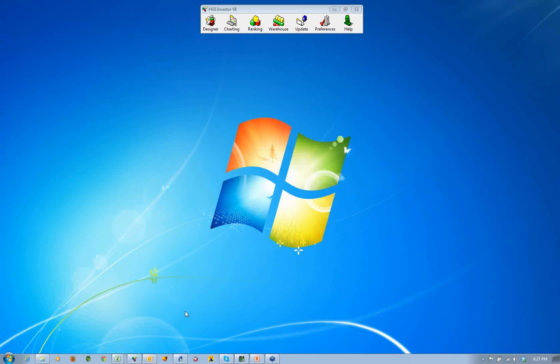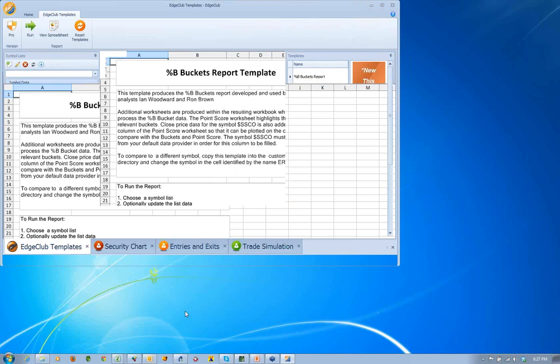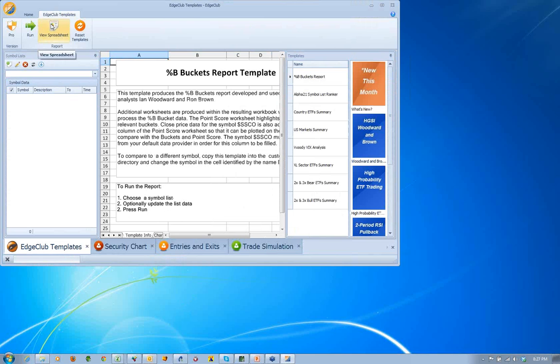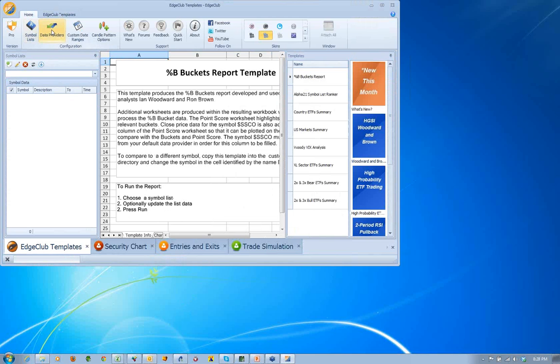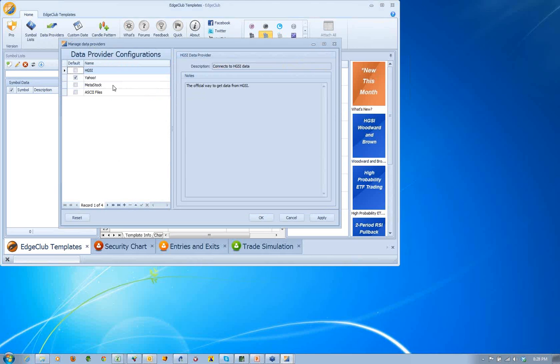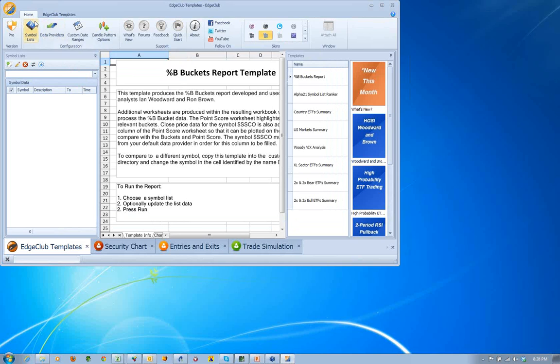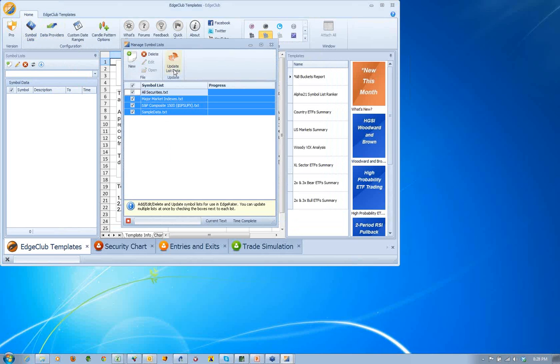I think I've already updated the chart, so let's see. One more time. Home, data provider, HGSI. That's why it was taking long. Okay. And then I want to go to symbol list. I want all of them. I want to update them. And, all right, now it's updating. Perfect. I will come back to that in a little while. We'll open up Excel actually to start.